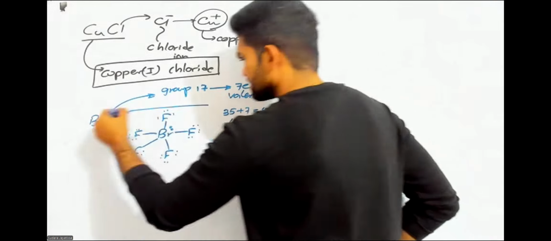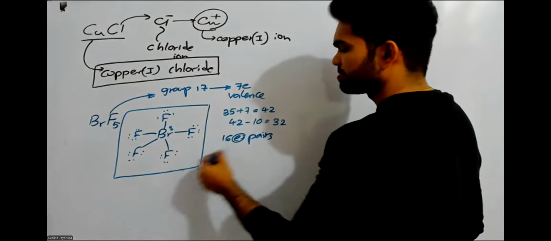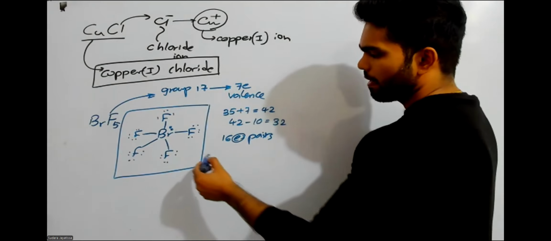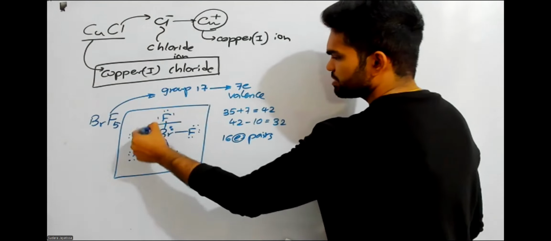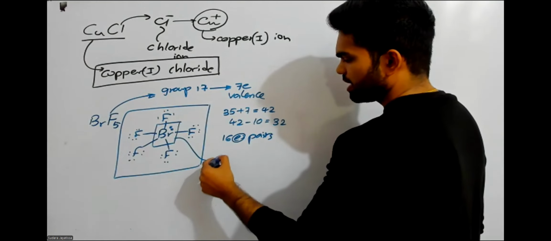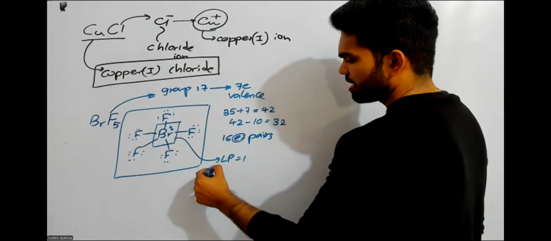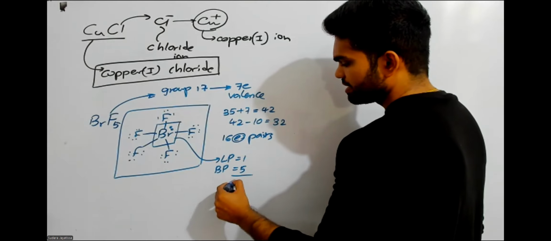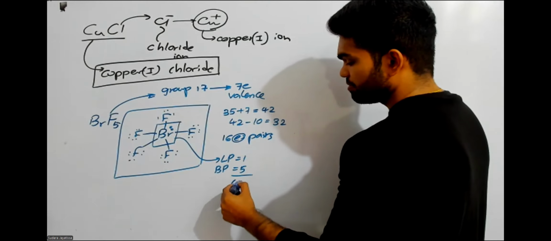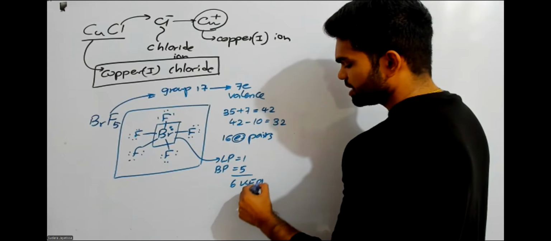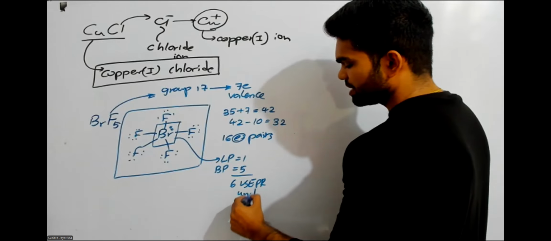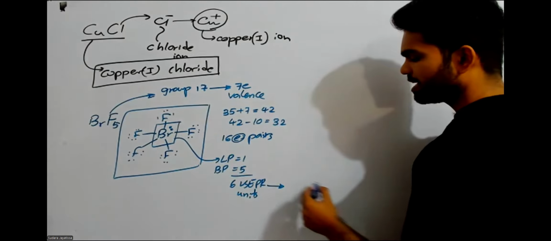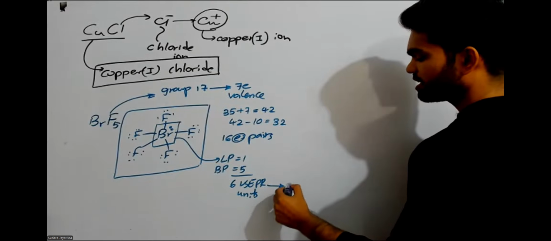So this is the Lewis structure of BrF5. Then how to get the shape and geometry? You can see around this bromine, you have one lone pair and 5 bond pairs. So altogether you have 6 VSEPR units, or we can simply say repulsion units. So if you have 6 repulsion units, its electron pair geometry is octahedral.